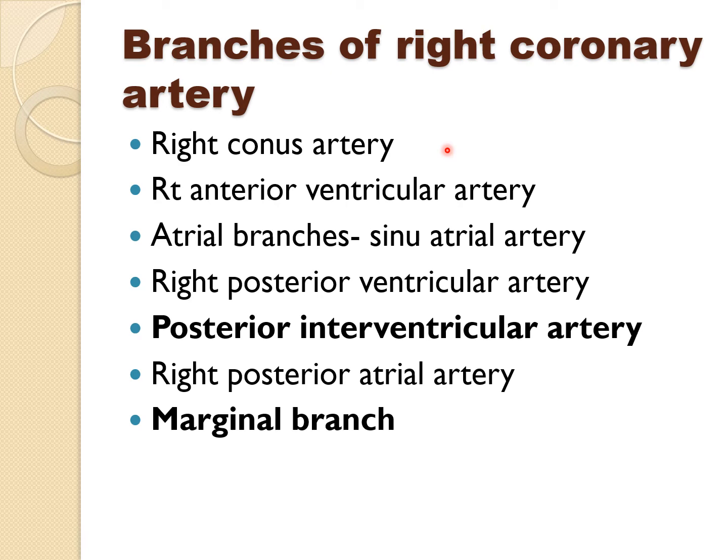So the branches of the first segment: first there is a right conus artery. Also the name ventricular rami is given. So ventricular rami divide into two, the right conus artery and the right anterior ventricular artery. Both are part of the first segment of this right coronary artery. So the right conus artery is usually the first branch of this right coronary artery and supplies the infundibulum of this right ventricle. Sometimes it arises directly from this anterior aortic sinus.